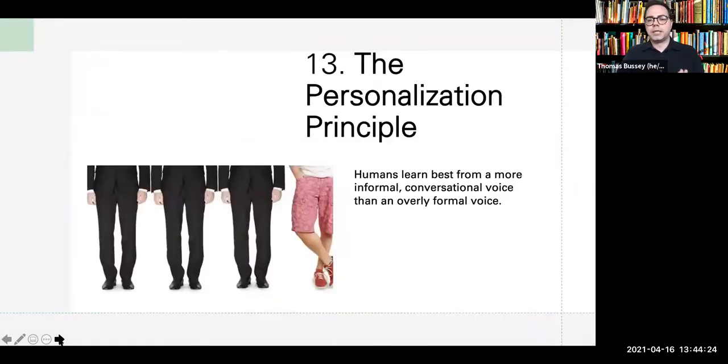Number 13, personalization. Here, this is more having to do with the conversational tone that you're using when you're discussing information. Quite often for new instructors, there's this maybe fear or perception that they need to be taken seriously. And so having an overly formal tone actually discourages student engagement. Having a more informal conversational voice as you're talking, as you're presenting information, as you're engaging students in conversation, tends to be much more effective to engage students in a longer term retention of that information.